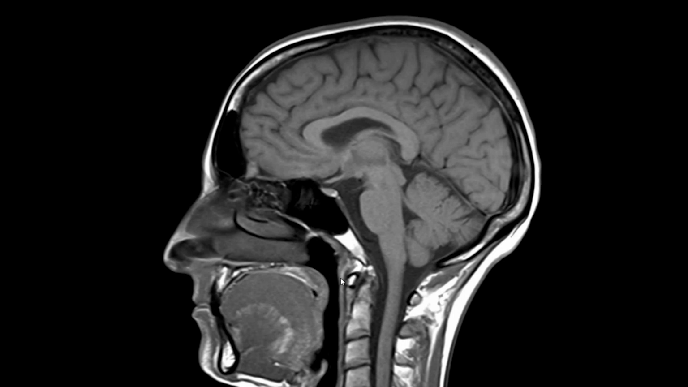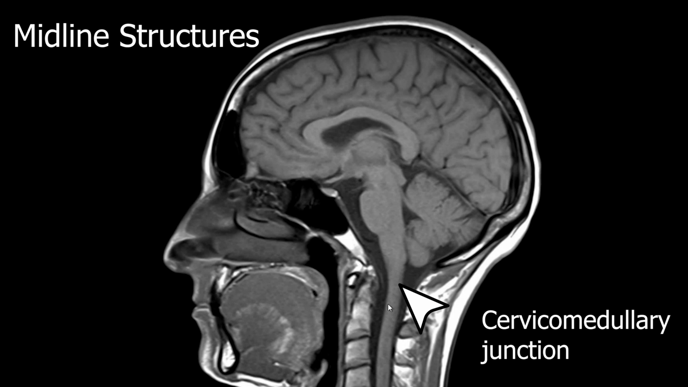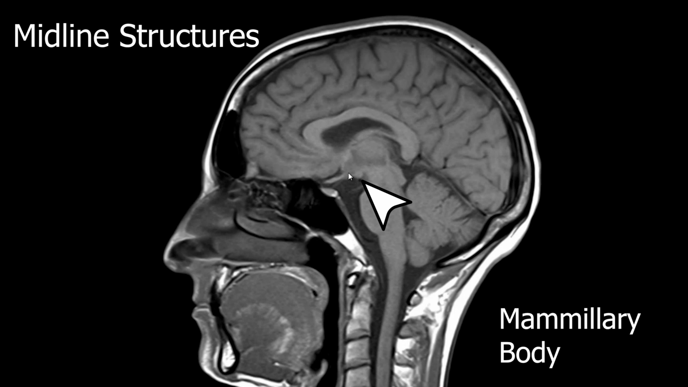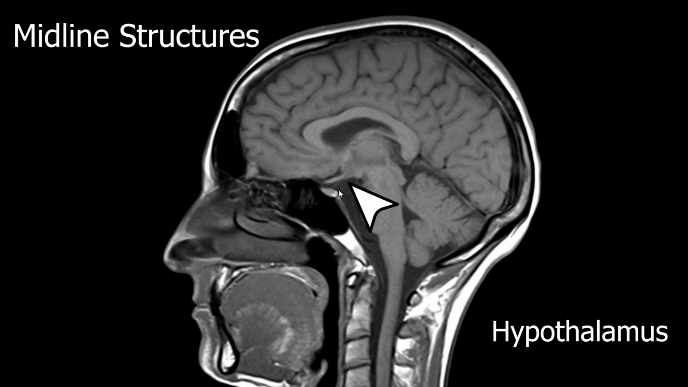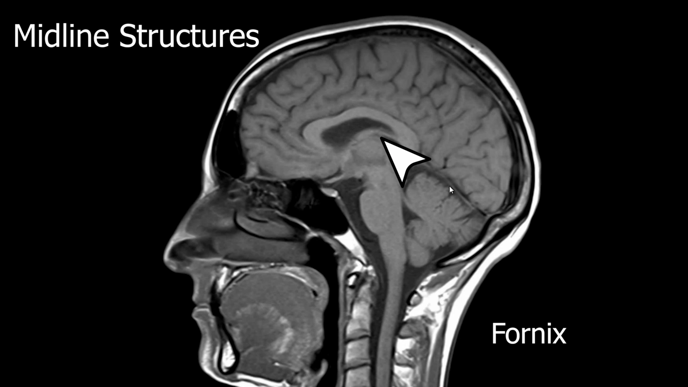Then we turn our attention to midline structures, starting from the spinal cord, cervicomedullary junction, medulla, pons, midbrain, tectal plate, mammillary body. This is the hypothalamus. This is the pituitary infundibulum. This is the optic chiasm, corpus callosum, fornix, and cerebellum.